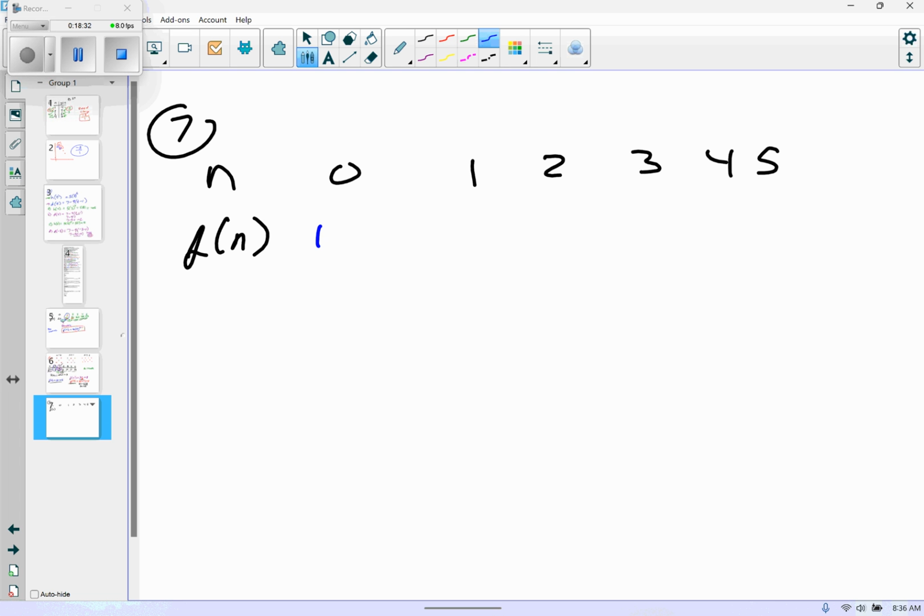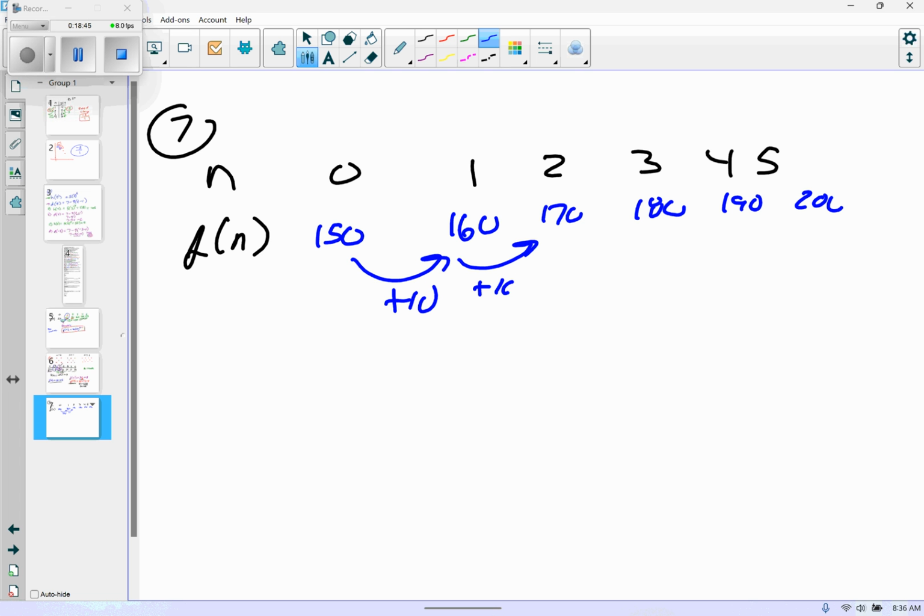So he started with $150. And then each month he added 10. So 160, 170, 180, 190, 200. Okay, so he's adding 10 each time. So if he's adding 10, this has to be arithmetic.